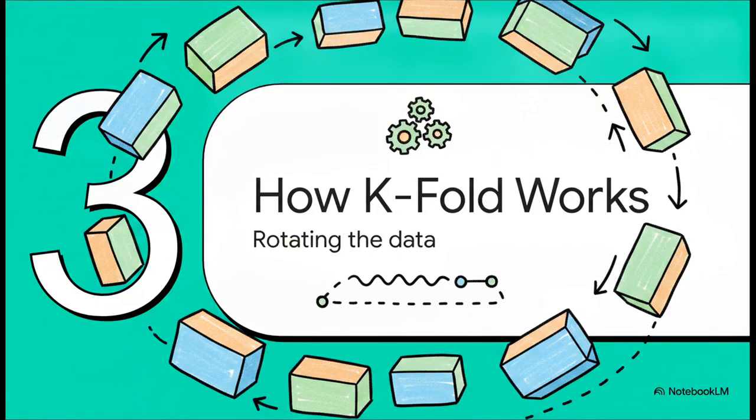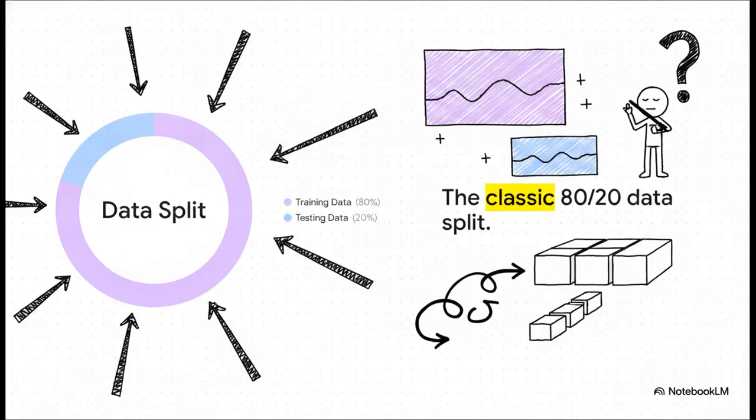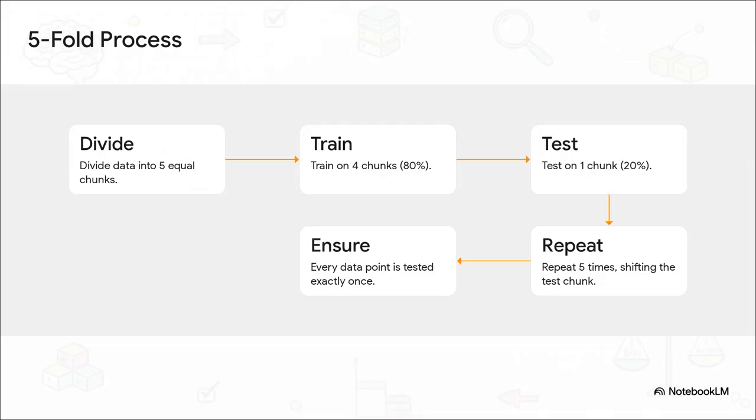Moving right along to section 3, how K-fold works. Rotating the data. So K-fold is really just the technical term for this rotating method we just talked about. The K literally just stands for the number of chunks we slice our data into. Let's think back to our classic split for a second, an 80% training slice and a 20% testing slice. But now, instead of just slicing it once, crossing our fingers, and hoping the test set isn't weirdly skewed, we are going to systematically manipulate that split. Let's walk through exactly how a 5-fold process works.